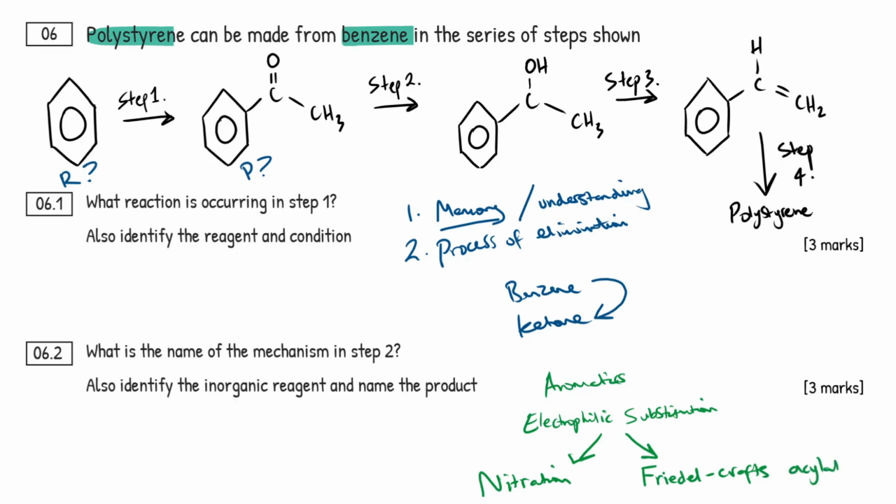Friedel-Crafts acylation. Sometimes it's shortened to just acylation, but I like to include the whole term for you guys. So again, going back to my point 2, process of elimination. We've got an aromatic substance reacting, a benzene. So electrophilic substitution. Is it going to be nitration or Friedel-Crafts acylation?